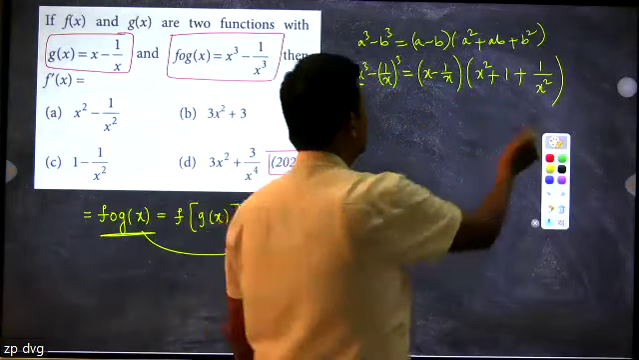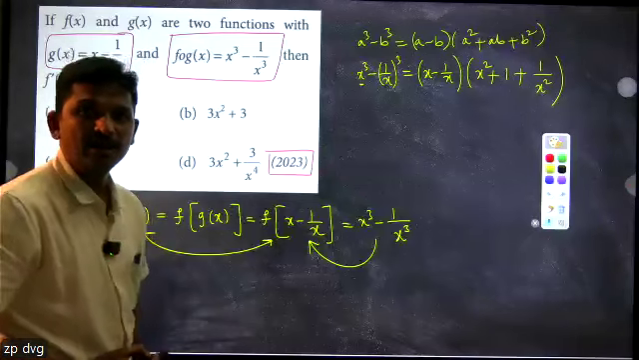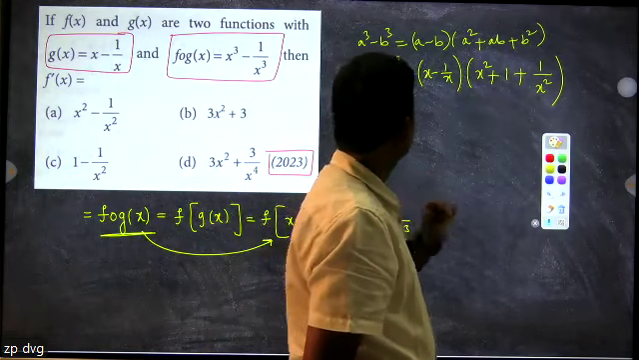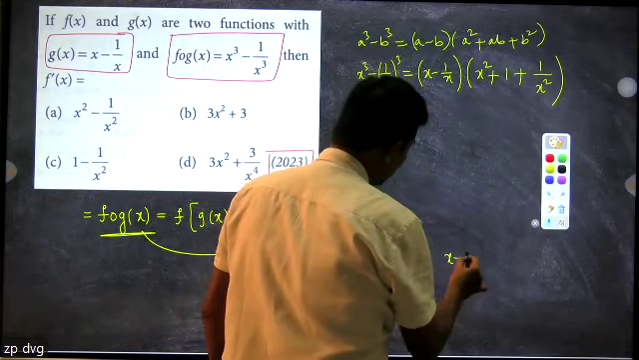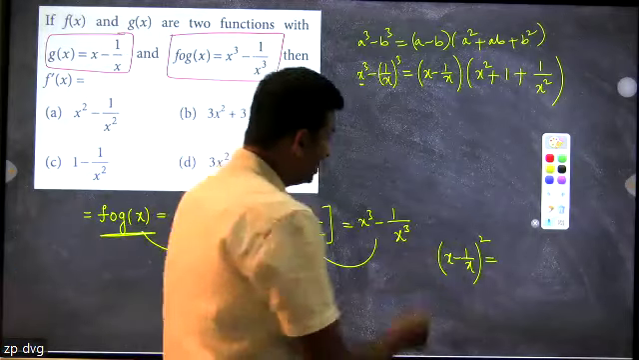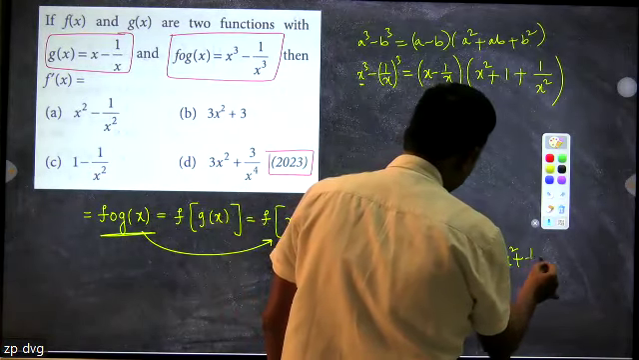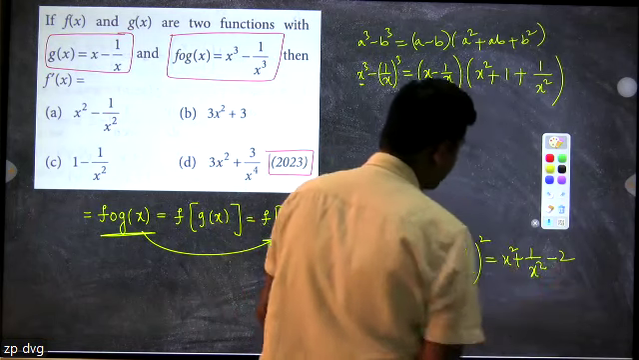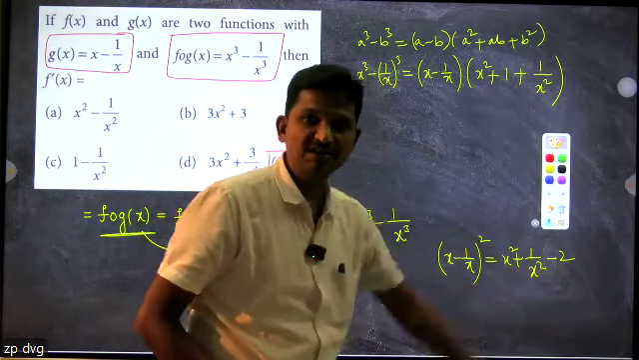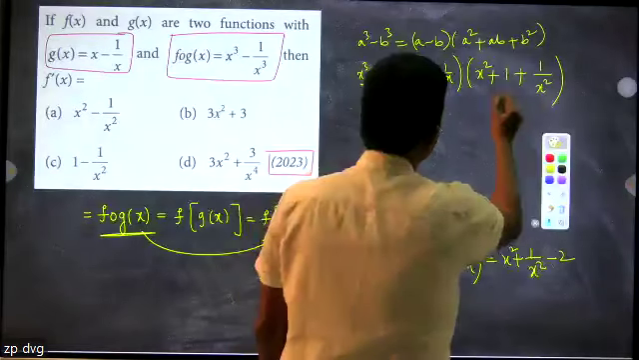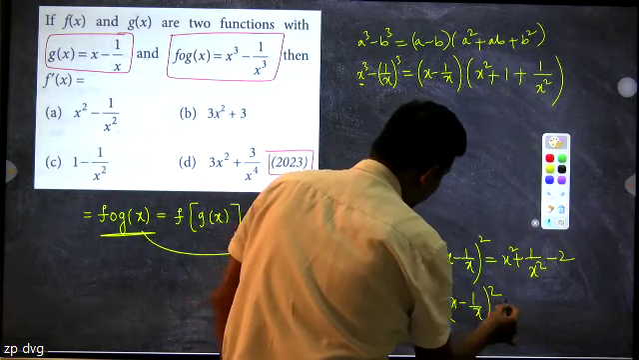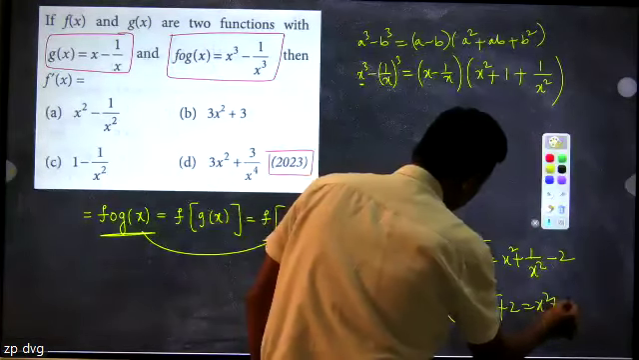But I want this complete equation in terms of x minus 1 by x. Here x minus 1 by x is there, and here also I want x minus 1 by x. You see here, x minus 1 by x whole square. Expand this using the a minus b whole square formula: x square plus 1 by x square minus 2, that is a square plus b square minus 2ab, minus 2 into x into 1 by x. The x will get cancelled. Here x square plus 1 by x square is there. You take minus 2 to this side: x minus 1 by x whole square plus 2 equals x square plus 1 by x square.